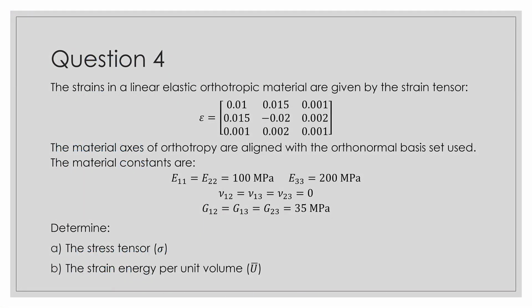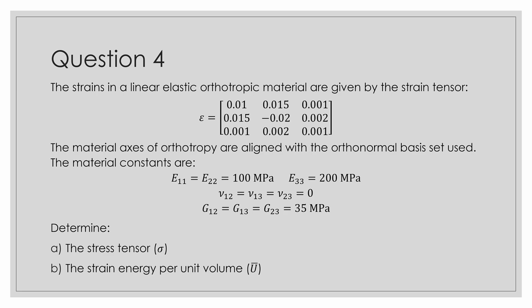Alrighty guys, we're on question number 4, the last question of this little quiz. And as you guys will see, it's not too bad of a question. There's one major trick that'll throw off a lot of students, but once you guys get that trick, you guys are good to go. So question 4 says the strains in a linear elastic orthotropic material are given by the following strain tensor. So as we can see, we have a nice 3x3 strain tensor, and as we know, we can do a lot with this strain tensor.